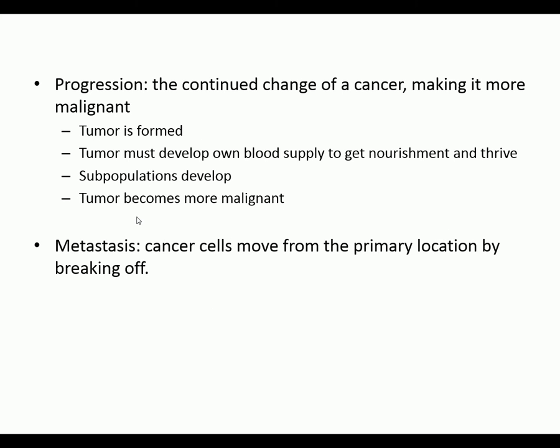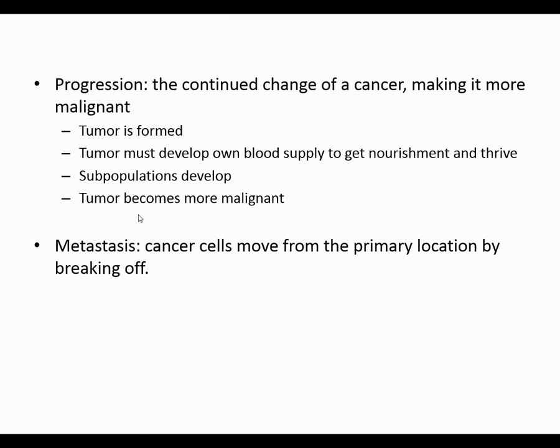So the next step in this process is going to be progression. That is the continued change of a cancer, making it more malignant. A tumor is formed. The tumor must develop its own blood supply to get nourishment and thrive. Subpopulations develop, and these cell groups may have advantages that allow them to live and divide no matter how the conditions around them change. And then the tumor becomes more malignant.